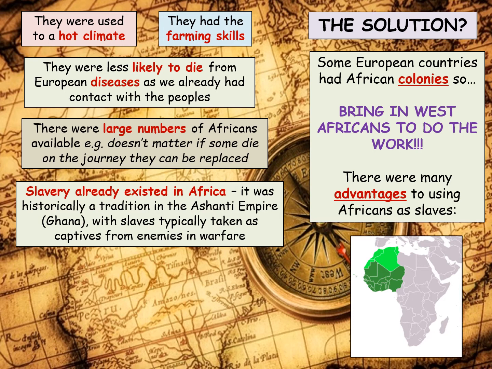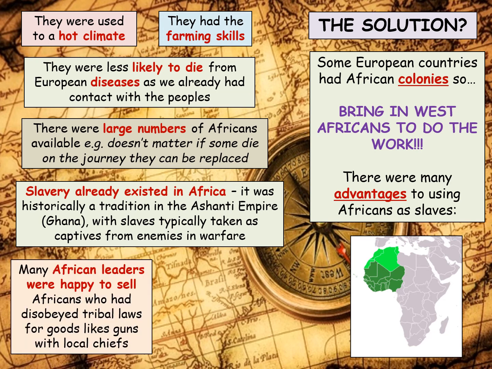Slavery already existed in Africa. It was a tradition in the Ashanti tribe, for example, which is in modern-day Ghana, that slaves were taken as captives if their enemies lost during war and things like that. So if the Europeans rocked up to a tribe leader and asked to buy a slave, there were slaves available for them. And they would sell them quite easily, quite happily, because that was part of their culture.